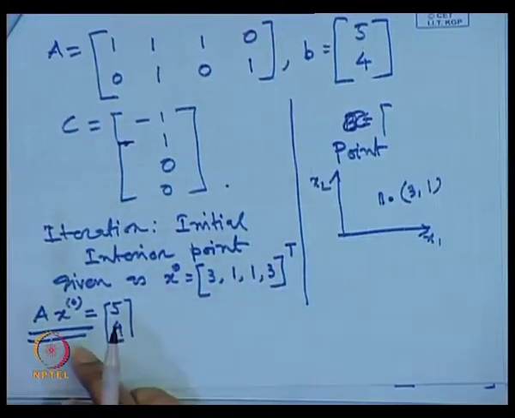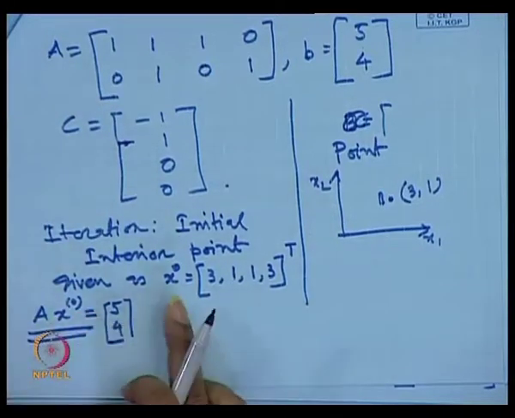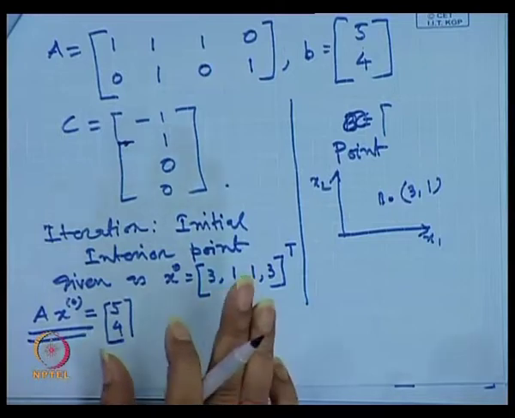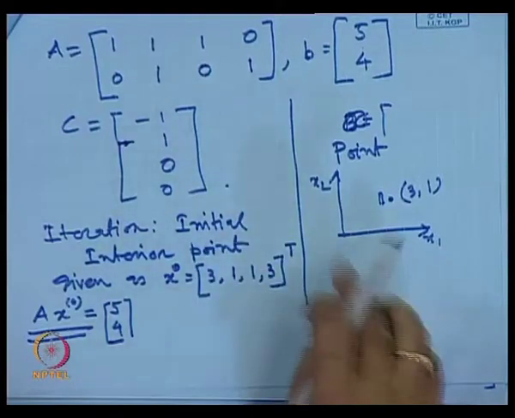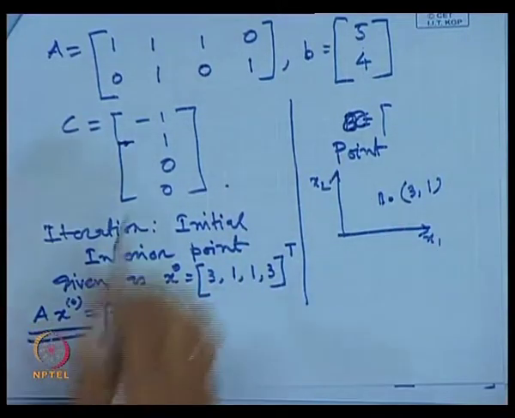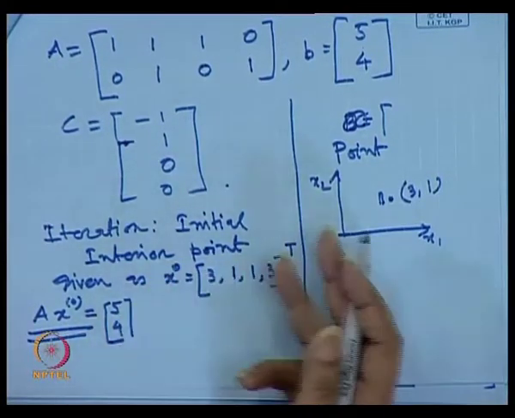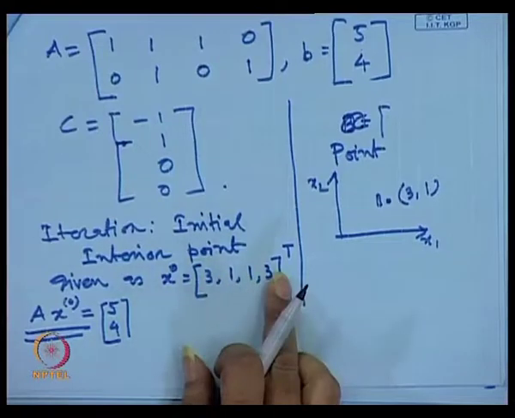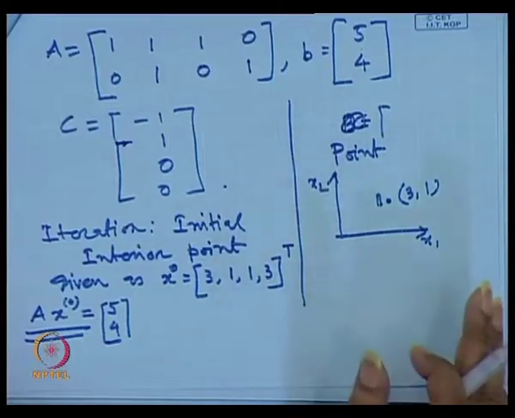So, how to check whether it is in the feasible region or not? We have to check that A x must be equal to b. If this condition is satisfied, then this initial guess is inside the feasible region, or an interior point of the region. So, A is this one multiplied by this vector, you will get 5 and 4, and this implies that this is inside the feasible region. Once you take this initial interior point, you see this point is not equidistant from the axes.